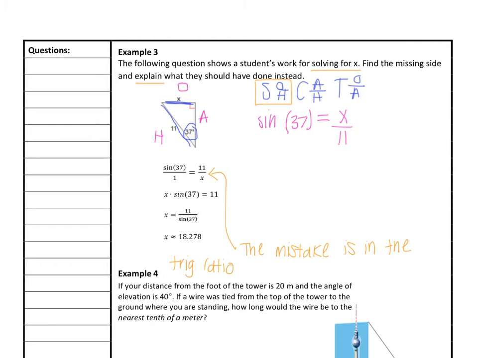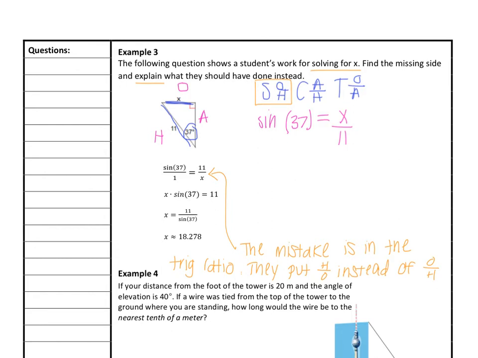Okay. They put h over o instead of o over h. So they essentially got their sine ratio backwards. They did hypotenuse over opposite instead of opposite over hypotenuse.